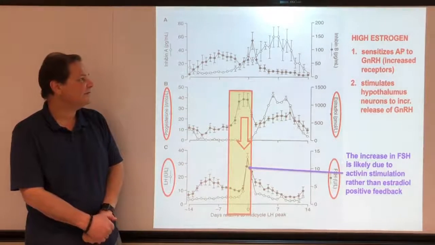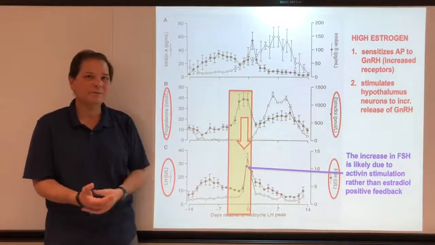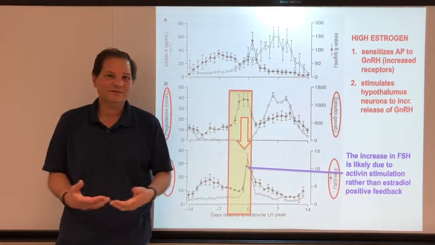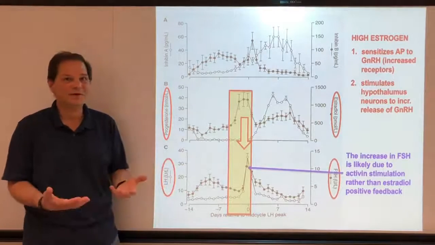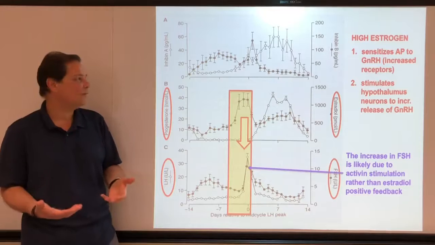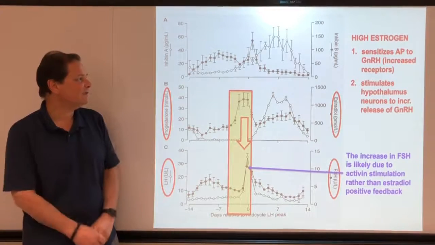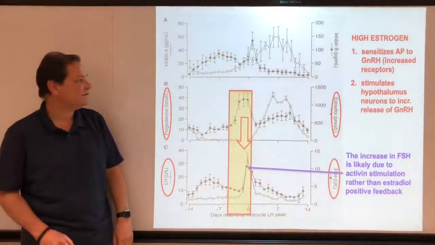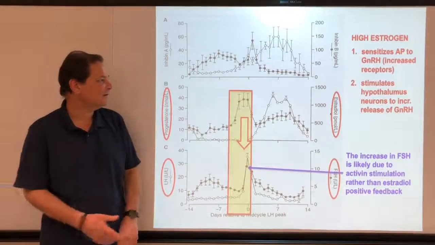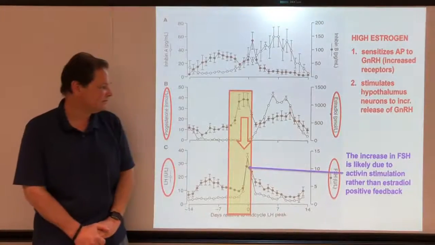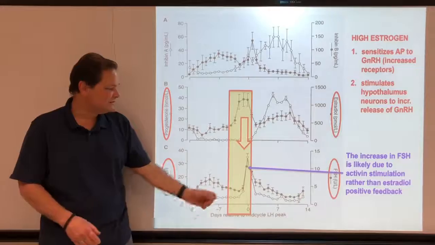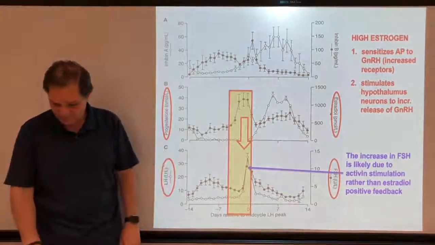So we have our high estrogen during this period. It sensitizes the anterior pituitary to GnRH by increasing the number of receptors. So the anterior pituitary now becomes sensitive to GnRH, and so it's going to release more LH for a given level of GnRH, and then the estrogen stimulates the neurons in the hypothalamus to increase release of GnRH.